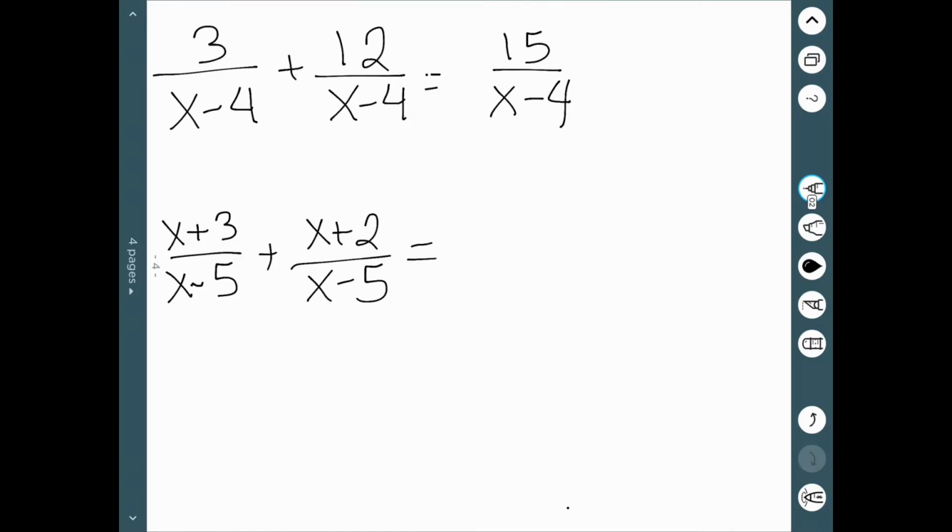For this one, once again we add the tops, and we can go ahead and add like terms when we do this. We have 2 x's, and then we have a 2 plus a 3, which would be a 5. And then the bottom is x minus 5. And so there's our answer. We can't simplify the 5's even though they're the same on the top and the bottom because we would need to cancel the entire thing.